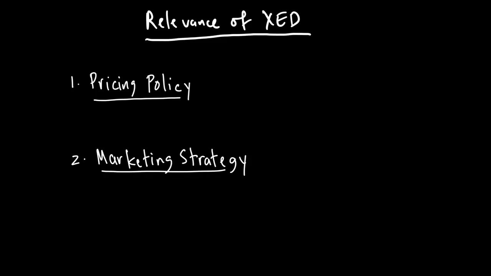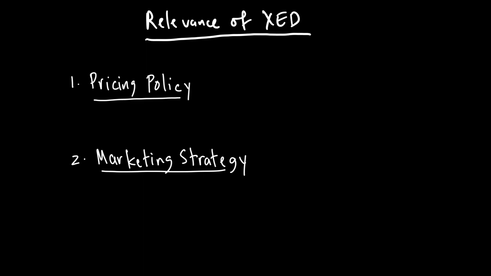There are two relevances of XED that we want to discuss. The first one is what we call the pricing policy. We know that the higher the XED, the more closely related the firms will be to each other. For example, if the XED is a very high positive value, we say the goods are substitutes for each other. So when the price of one good goes down, for example, let's say Coke decides to lower its price, Pepsi has to do something similar, because they are closely related. So the pricing decisions will be interrelated, and that basically affects both firms.